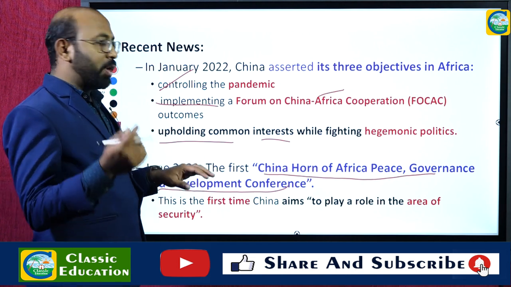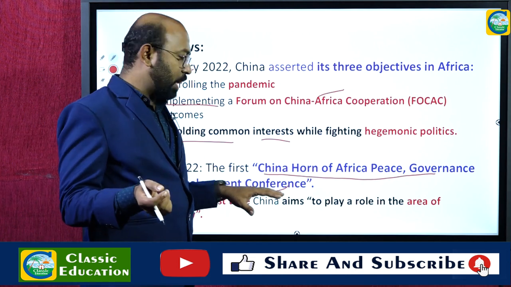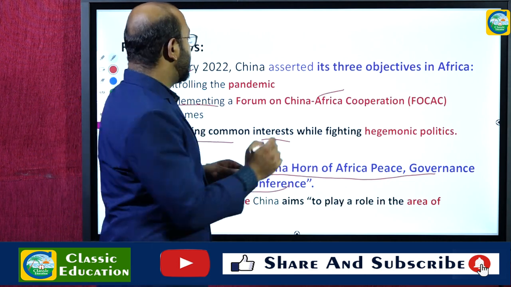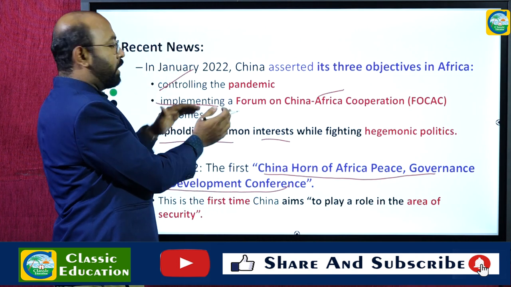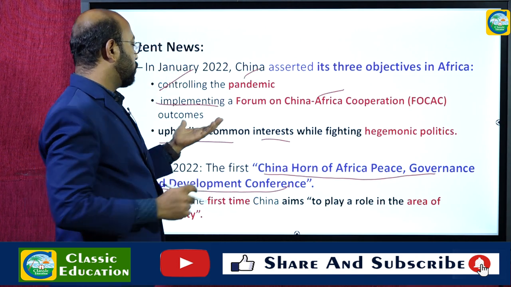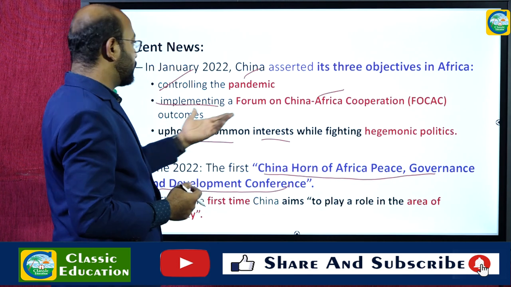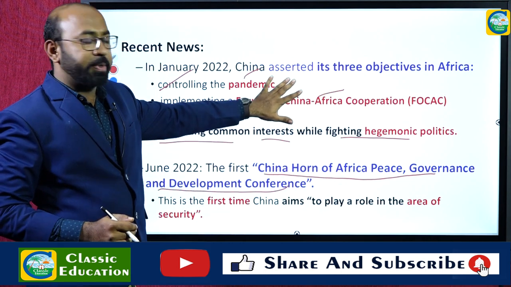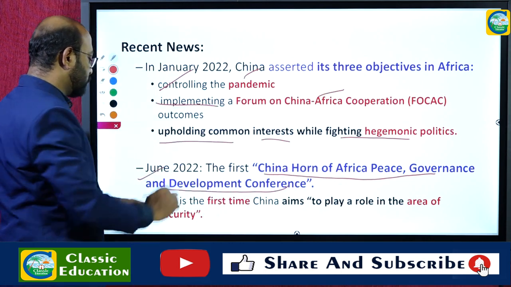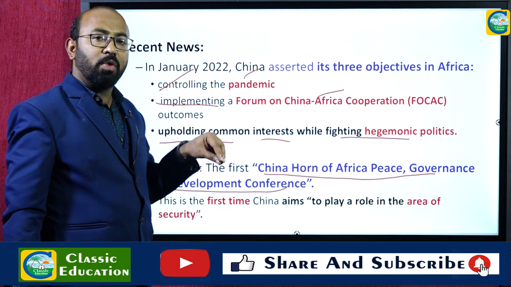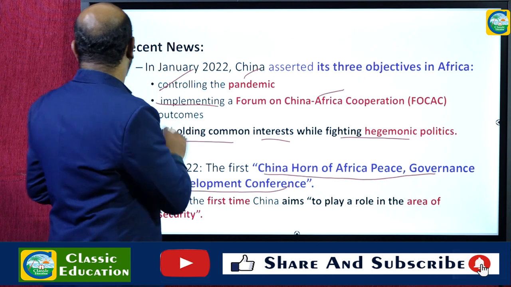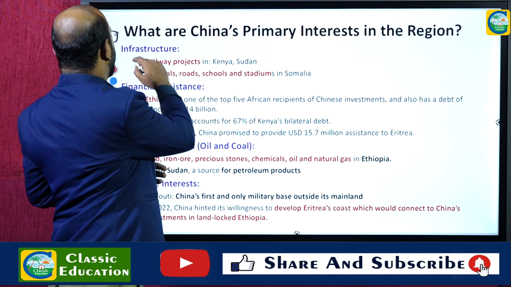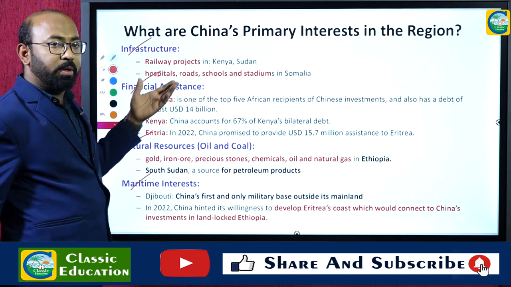This is the first conference in which China aims to talk about the security of the region. See here, these are all developmental issues, right? Whether controlling the pandemic, or cooperating with other developmental activities in this conference, or fighting against hegemonic politics. These are developmental aspects. But here in June 2022, it said it wants to involve itself in the security of the region also. This is China's interest in the region.